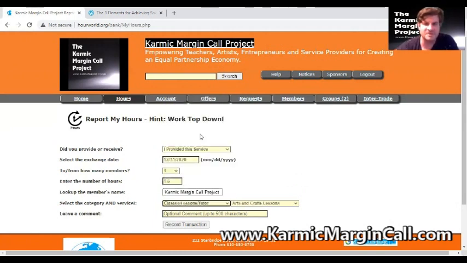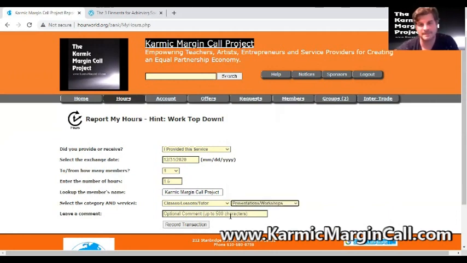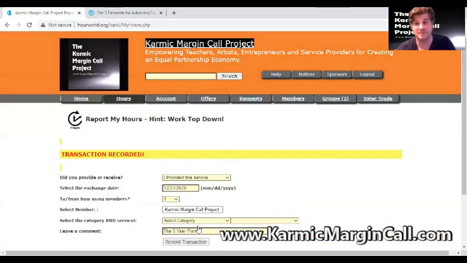So I'm going to consider this a lesson. It's kind of like I'm giving a lesson about the time bank. I'm giving a lesson about fellowship. So as I look in these different categories just for classes alone, I'm going to say this is a presentation or a workshop. And I'm just going to leave a note that it's the 5-year plan. And then that will go into my bank. So that is an hour that I provided.